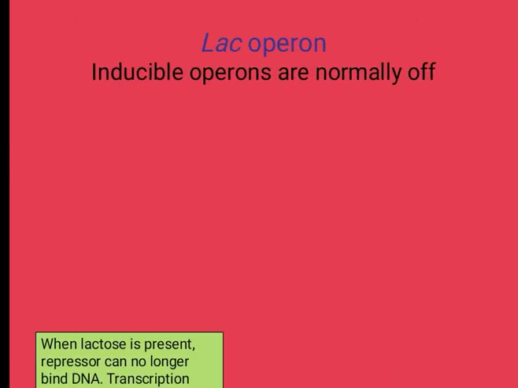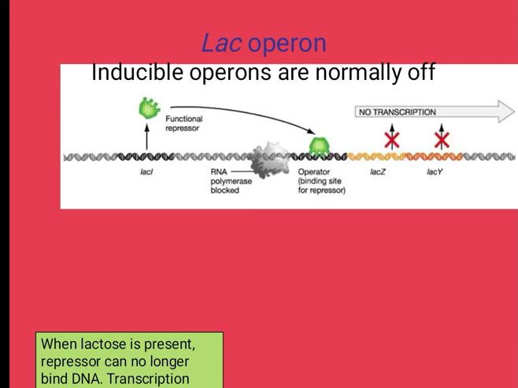A lac operon is an inducible operon, and normally it is off. It is an inducible operon when there is an absence of its inducer. For the lac operon, the inducer is the sugar lactose.